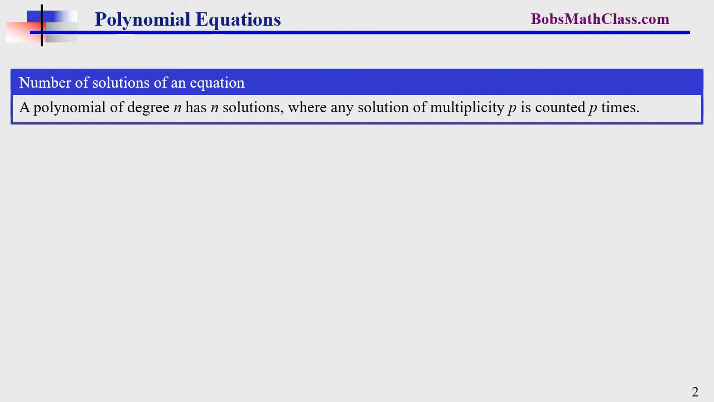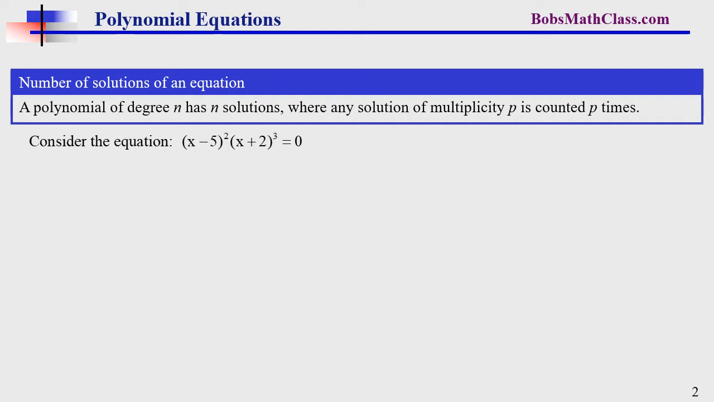So if the polynomial is degree 5, that means there could be 5 solutions. There could be 5 different solutions. Or they could all be the same solution. Or we could have one solution twice and another one 3 times. But there could be as many as 5 solutions if the degree is 5.